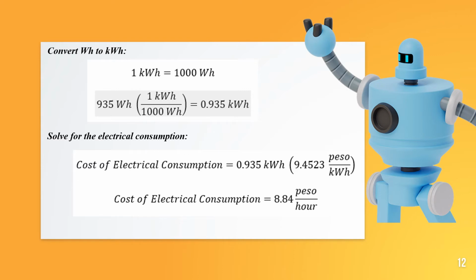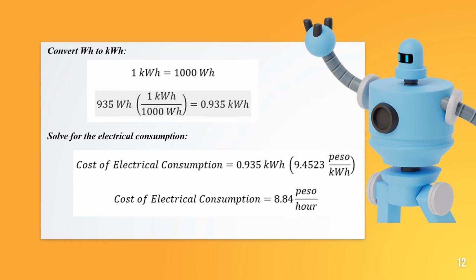Assume that the used power per hour is 935 watt hour. So we now convert 935 watt hour to kilowatt hour. We use the unit equality 1 kilowatt hour is equal to 1000 watt hour. So 935 watt hour multiplied by 1 kilowatt hour divided by 1000 watt hour. We do the unit cancellation and we will get 0.935 kilowatt hour.